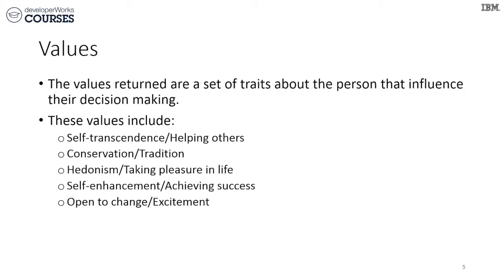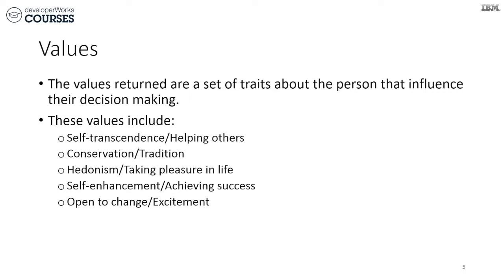So the next thing returned are the values of the user. And so the values model describes the motivating factors that influence a person's decision making. And so some of these values include self-transcendence, or helping others. And this is basically whether you show concern for the welfare and interests of others; conservation and tradition, which shows if a person emphasizes self-restriction, order, and resistance to change.